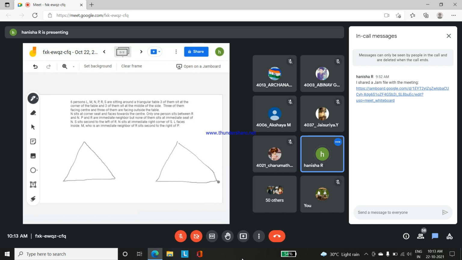Now the question: six persons L, M, N, P, R, and S are sitting around a triangular table. Three of them are sitting at the corners of the table, and three of them are sitting at the middle of the sides. So three persons will be sitting at the corners and three persons at the middle of the sides. I'm just going to mark the direction 1, 2, 3, and similarly, in this case also I'm marking the same thing.